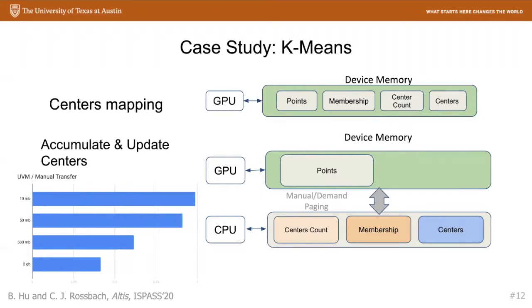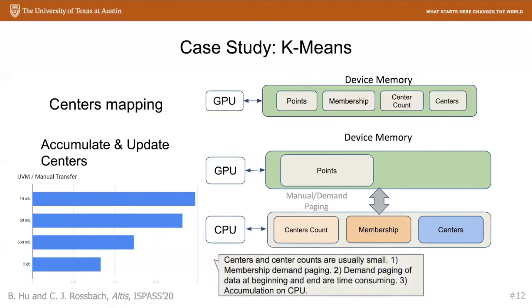There are several factors here. First, the size of membership information is directly proportional to the number of data points. Therefore, the more data points there are, the more demand paging happens. Second, the paging also occurs before the beginning and after the k-means iterations, as all data points have to be read into the device memory first.